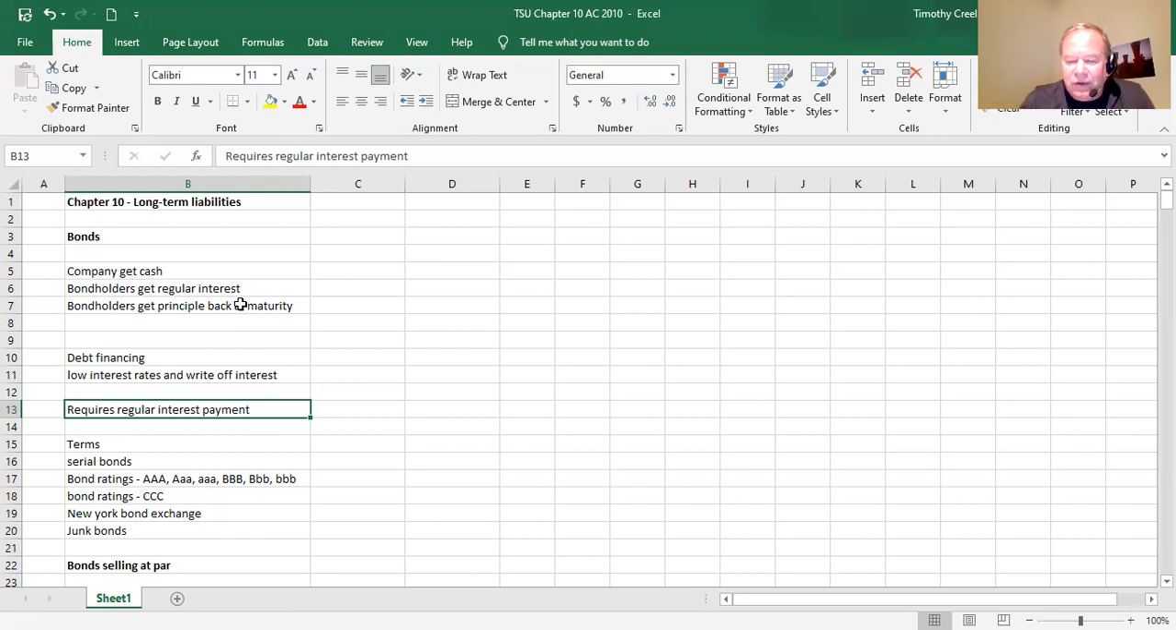Now, some terms related to bonds. You could have serial bonds. And what serial bonds are is this is a case where the company that issues the bonds has to pay back the principal over the life of the bonds. So instead of paying back the principal at the end at maturity, they would have to pay back, like, let's say if it's a 10-year bond, they might pay a tenth of it back every year.